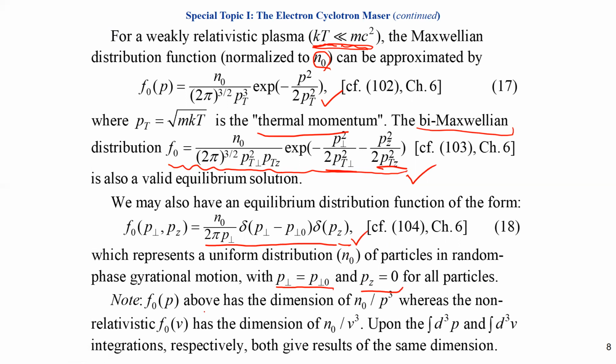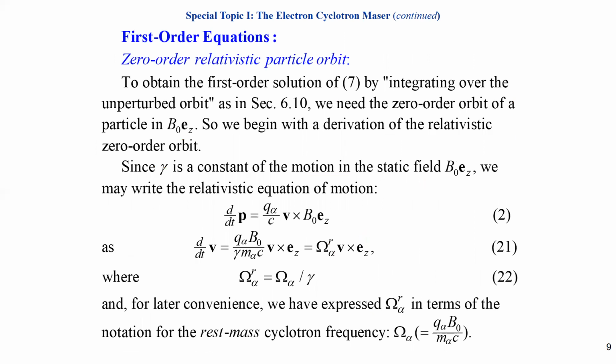Note that, be careful, F0 of P above here has the dimension of N0 divided by P squared, while the non-relativistic one has the dimension N0 over v cubed, upon this and this integration respectively. Both give results of the same dimension, N0, particle number. Makes sense. So how about the first order equation? We have the zero order relativistic particle orbit. We have zero order. How about first order?